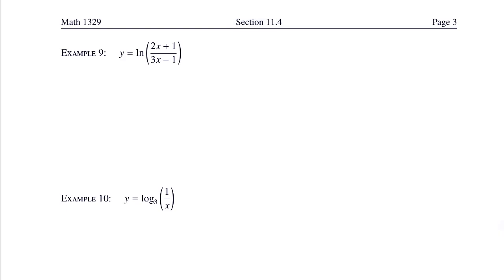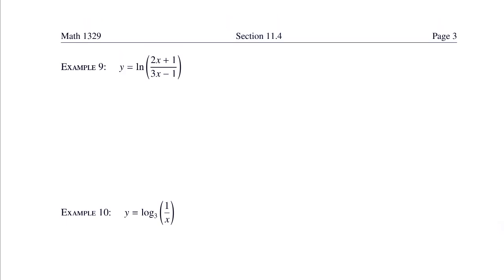Example 9 is the natural log of 2x plus 1 over 3x minus 1. What is the outside function? Natural log. What is the inside function? 2x plus 1 over 3x minus 1. In order to take the derivative of the inside, what must we invoke? Quotient. That is a quotient. Does everyone see the quotient?